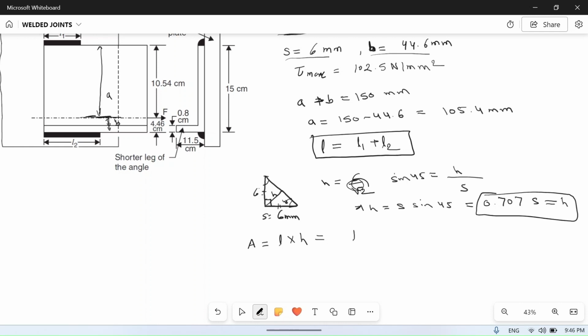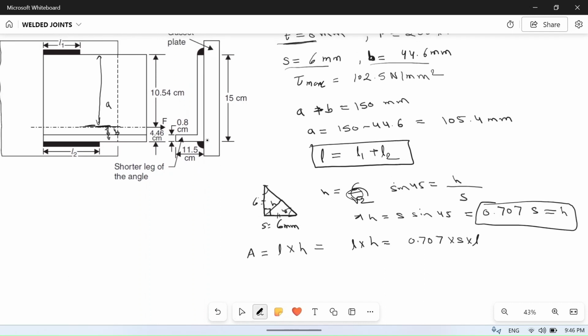Okay, so it will become L into H will be equal to 0.707 into S into L. This is under shear, because you can see the force is applied in this direction. So these two weldings are under shear. So force is equal to tau into area, where tau is maximum allowable shear stress and A is the minimum area under which shear stress is acting.